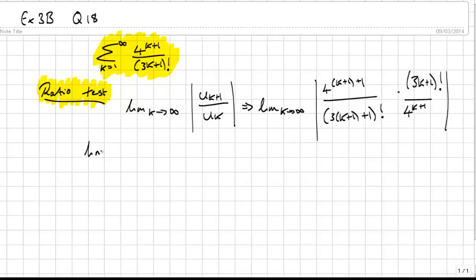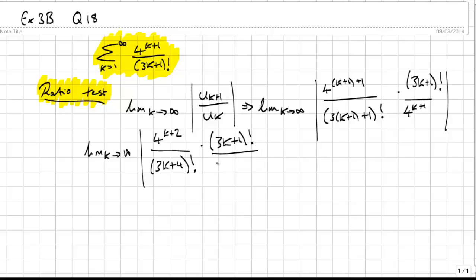So let's begin. The limit as k approaches infinity of 4 to the power of k plus 2 over (3(k+1) plus 1), so (3k plus 4) factorial, and then over here we've got the (3k plus 1) factorial, and underneath we've got the 4 to the k plus 1.